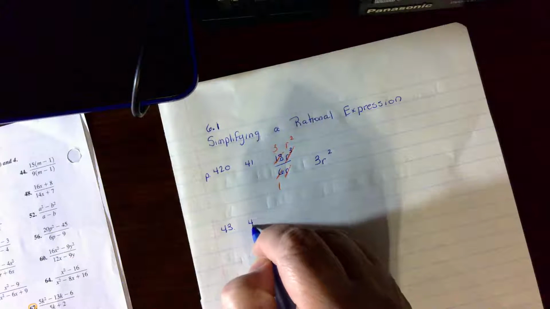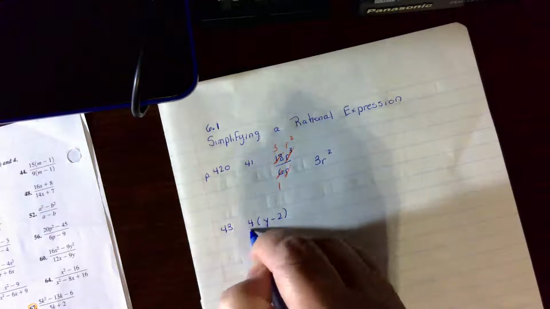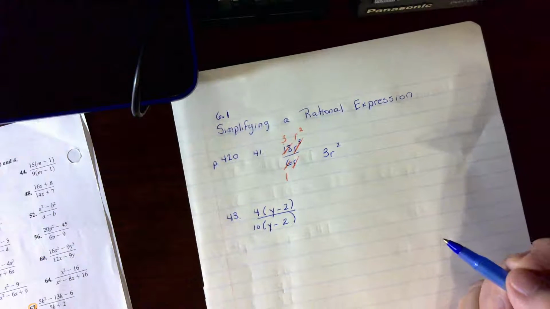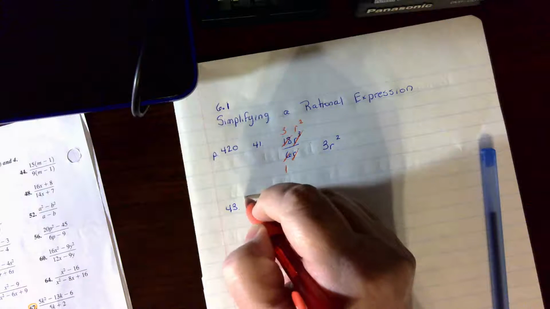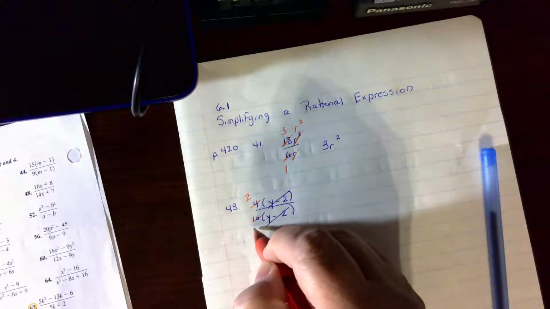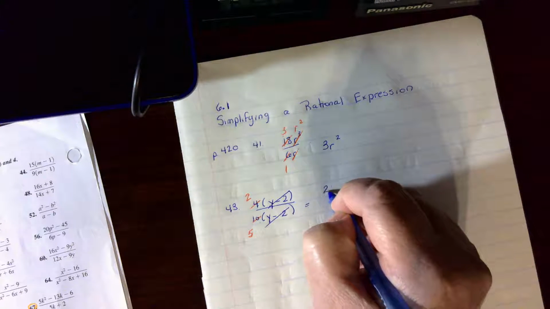Now you use that method when it's just single terms, monomials it's called. Now we're going to go to number 43. And this one's already factored for us. And we can divide out common factors, so that divides out. And then what can we divide into both of those? We can divide a 2 into that and get 2. And 2 into 10 and get a 5. So my answer is 2/5 because that divided out completely.